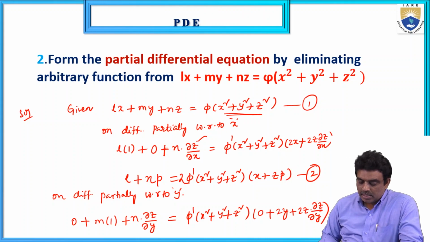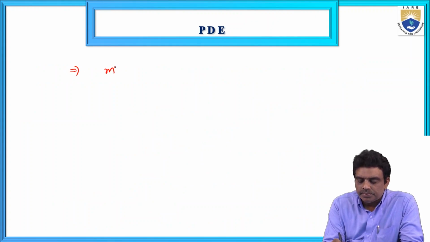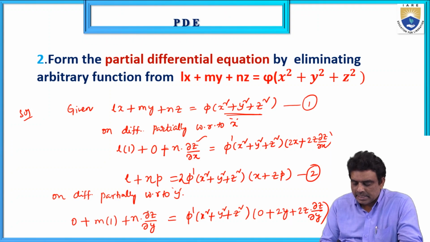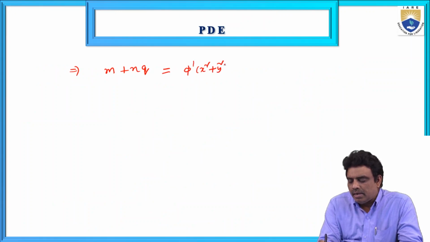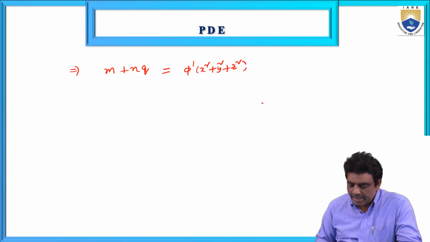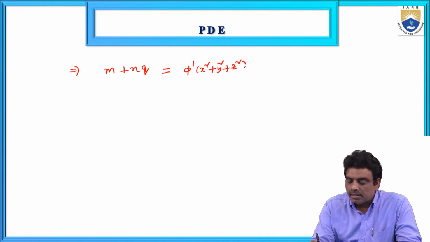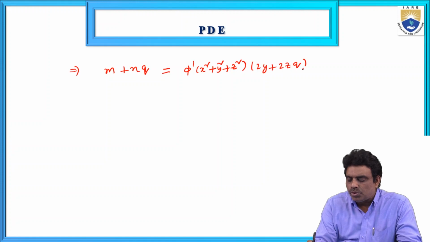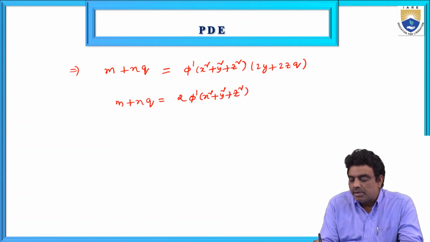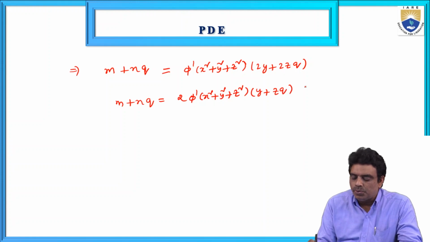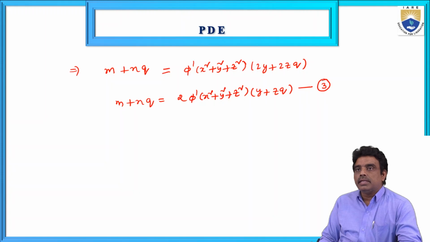So this I can write M plus N into Q, dou z by dou y means Q. So M plus NQ will get on the left hand side. Right side is equal to phi dash of x square plus y square plus z square. Am I right? Again, into 2y plus 2z into Q. Or this I can write M plus NQ is equal to 2 into phi dash of x square plus y square plus z square into y plus zQ, and call this is equation number 3.